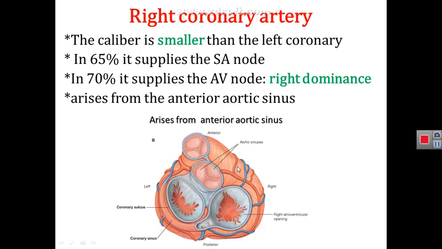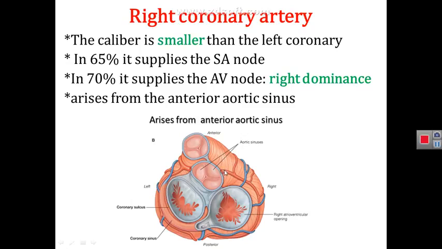The details of the coronary arteries include the following. First, we will start with the anatomy of the right coronary artery. The right coronary artery is smaller in size or in caliber compared to the left coronary artery, and I think the figure shows that also. This is the left coronary, which is larger than the right.